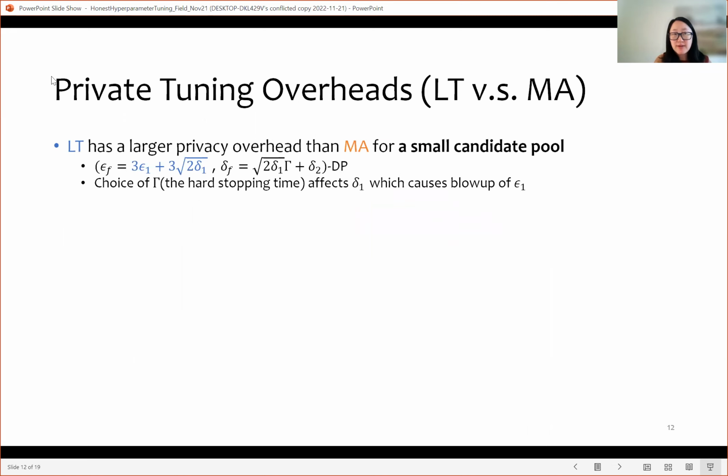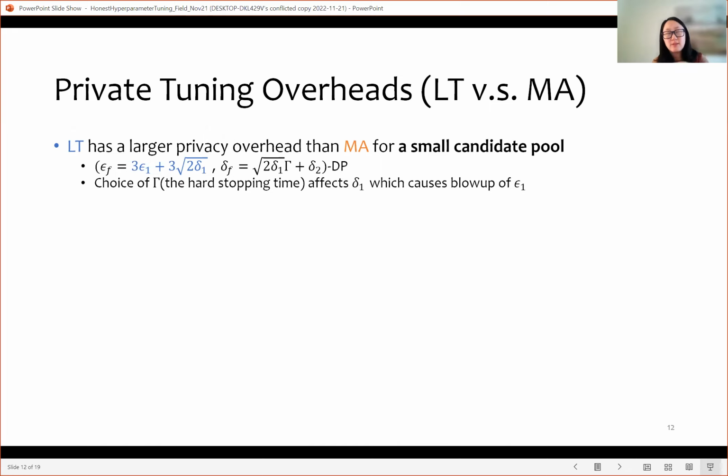So here is the privacy cost for LT tuning method. Though we see that the final privacy cost epsilon f only depends on epsilon 1 and delta 1, which is the privacy parameter for each individual model training, right? This cost was derived from composing the T iterations of noise for each of the model training process.